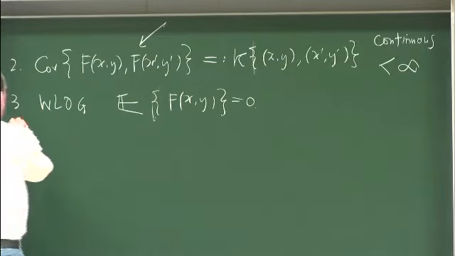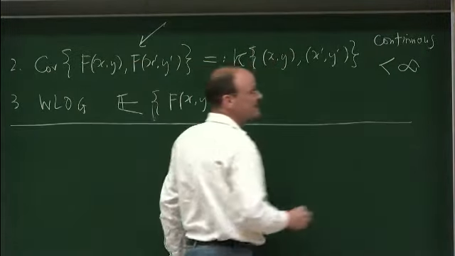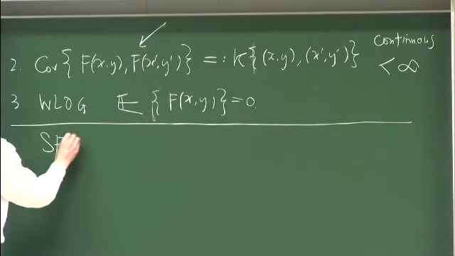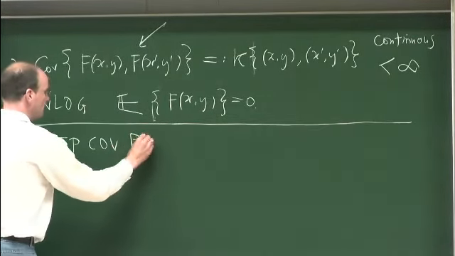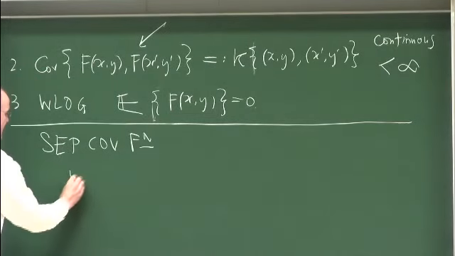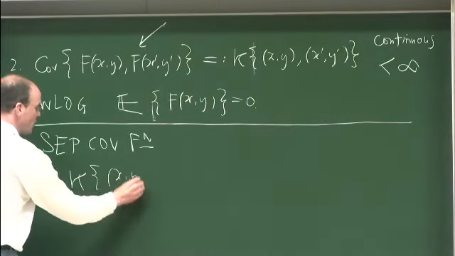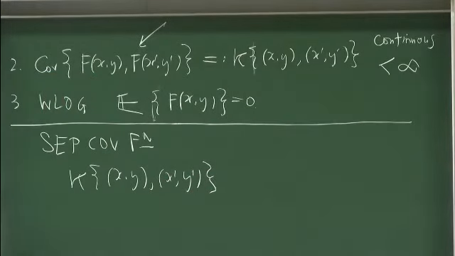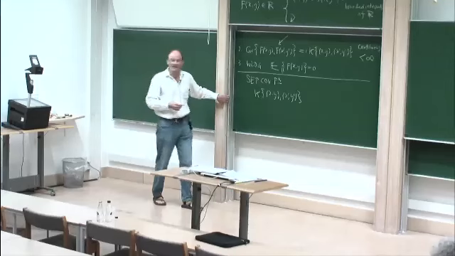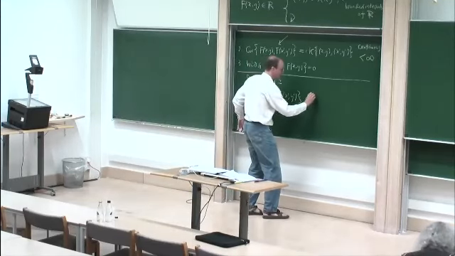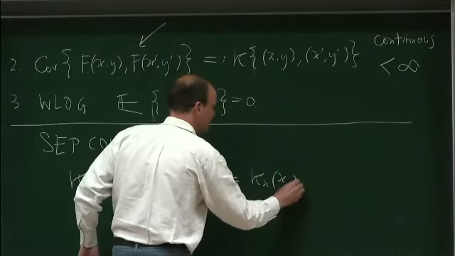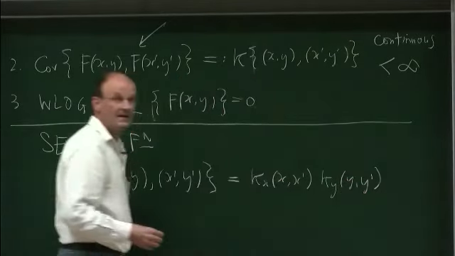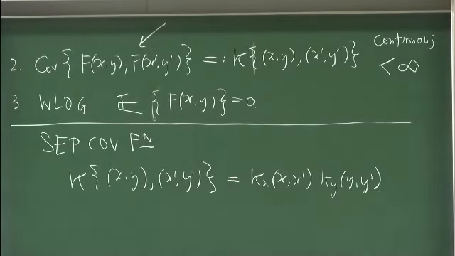So that's the setup, and now if I tell you that f has a separable covariance function, what I mean is that kappa of x, y, x prime, y prime separates into the product of two univariate covariance functions, so that then becomes kappa of x, x prime times kappa of y, y prime. That's what we mean when we say that it has a separable covariance function.